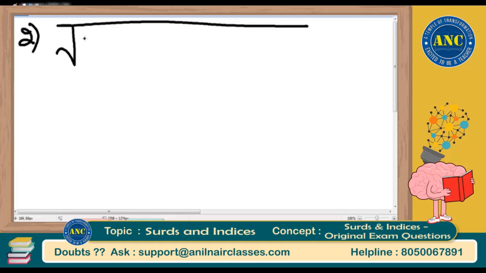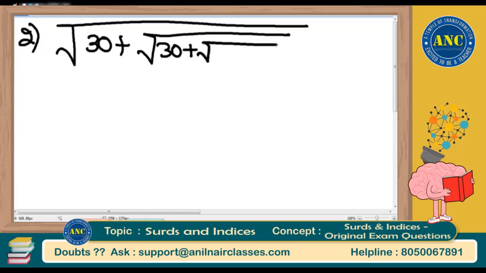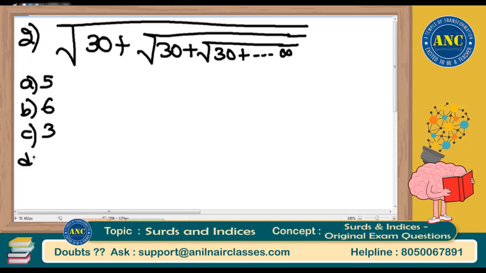Square root of 30 plus square root of 30 plus square root of 30 plus infinite times it is written, right? It is written like that, infinite times. Your answer options are 5, second option is 6, third option is 3, fourth option is 4. Method 1, listen carefully, I will solve in multiple methods.